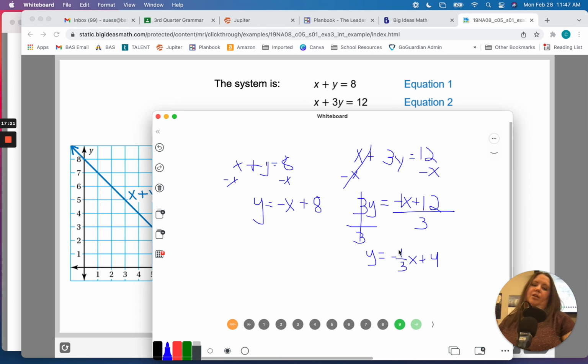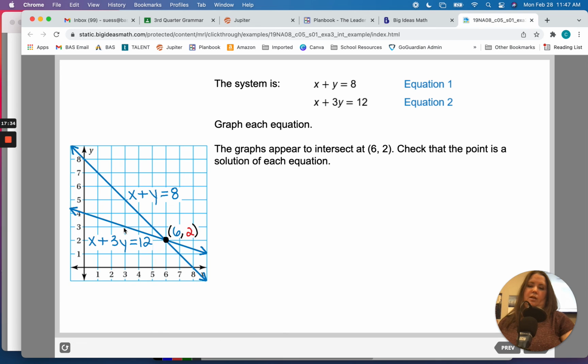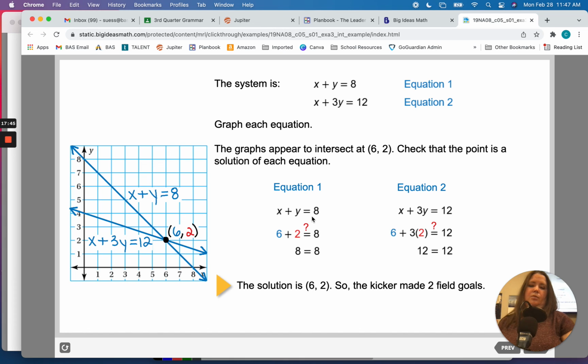Yes. So now you can graph that. What is my y-intercept? 4. So I'm going to go on the 4 and put a dot, and what's my slope? So I'm going to go down 1 over 3. Okay, so when you graphed it, ta-da, and you see where they cross. Where do they cross at? 6, 2. Okay, so the solution is at 6, 2, which means the kicker made how many field goals?